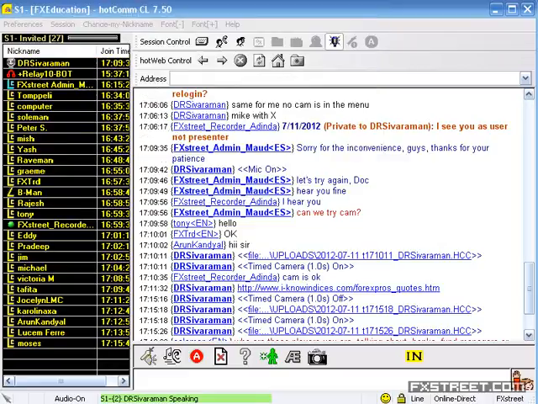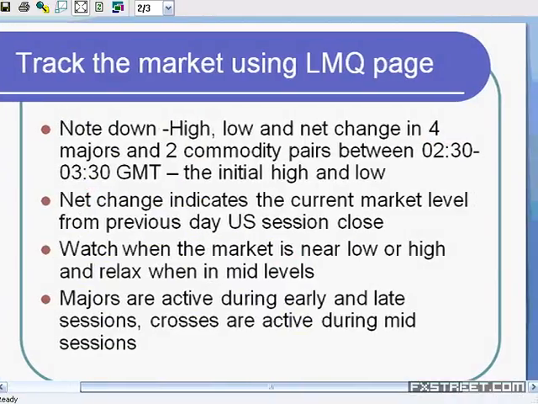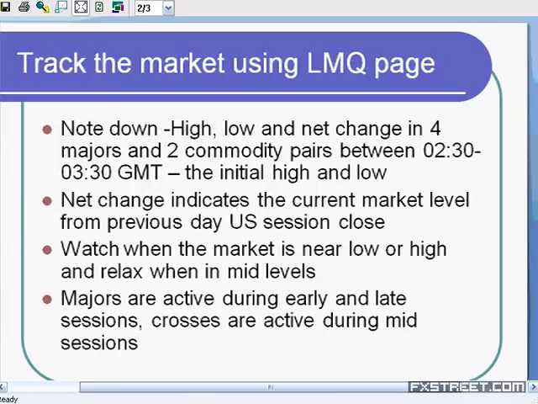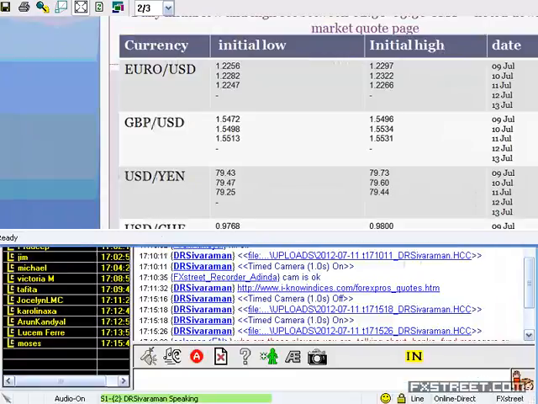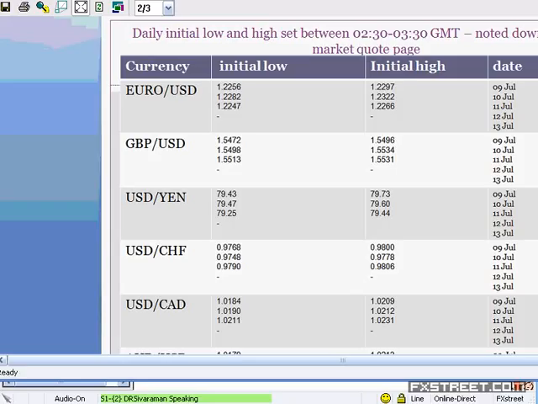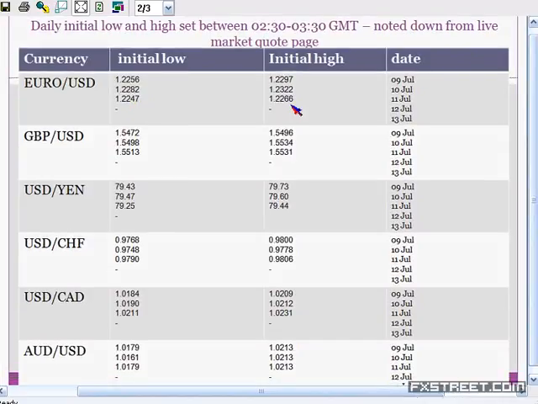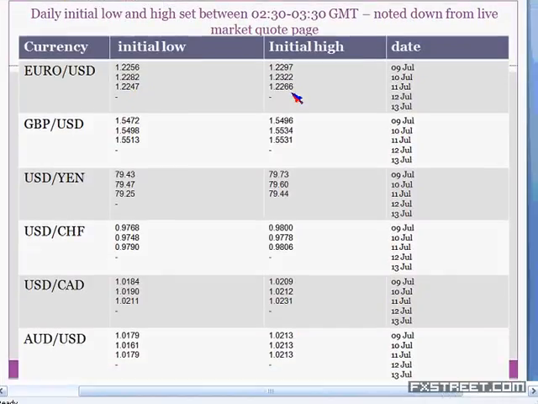Now, in the live market quote page, we find the high, low, and net change around 3:30 GMT. So I have noted down today, 3:30 GMT, the initial lows and the highs, and I will now explain to you where the current levels are. You can just look into that of the live market quote page in your browser, and you can see that 1.2247 was the initial low in the case of euro, 1.2266 was the high. Currently, you find that euro is trading around 1.2277.